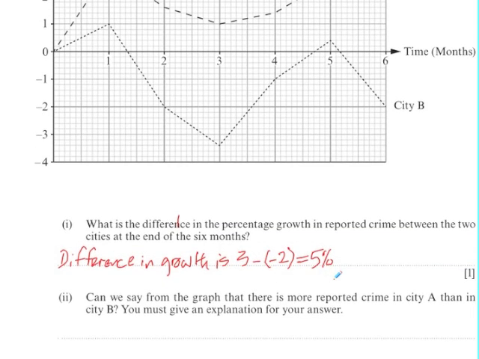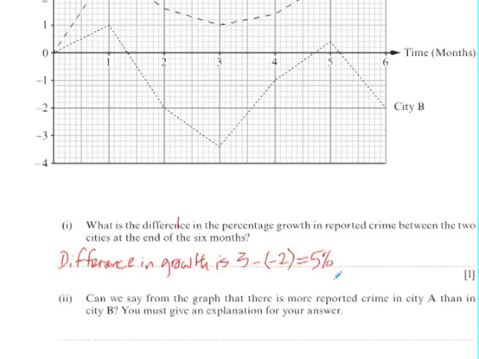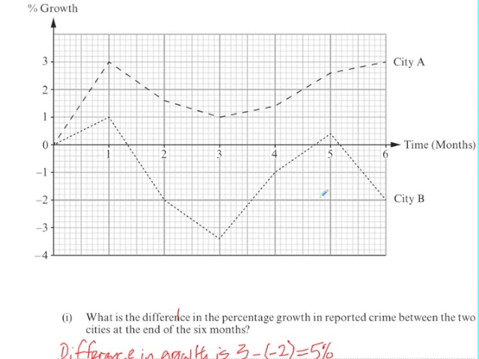Can we say from the graph that there's more reported crime in City A than in City B? You must give an explanation for your answer. Well, from just looking at the graph, you may think that City B is a safer place to live in, whereas City A isn't. However, City A could be a much smaller city. For instance, St David's maybe in West Wales, and City B could be London.